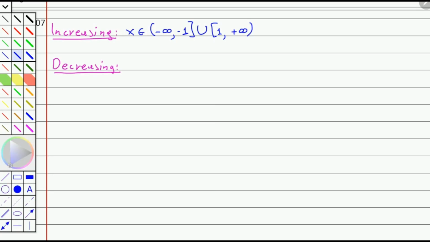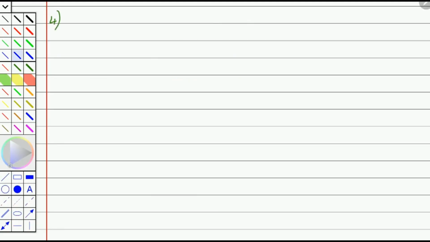Decreasing, this is x belonging from -1 to 0 open, union, open interval 0 to +1, and we can do this so that we skip x equals 0. We're not going to take the interval from -1 to +1 as a single unit. Step number 4. Let's remember first y prime equals (x squared minus 1) over x squared.